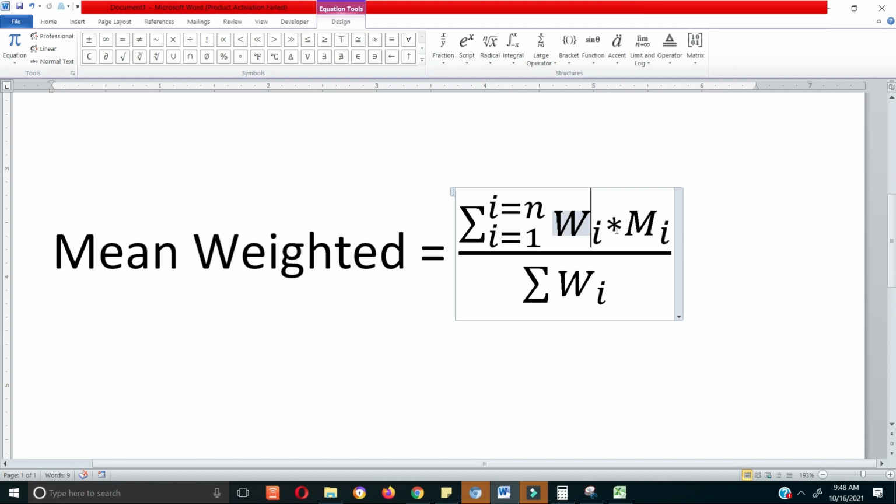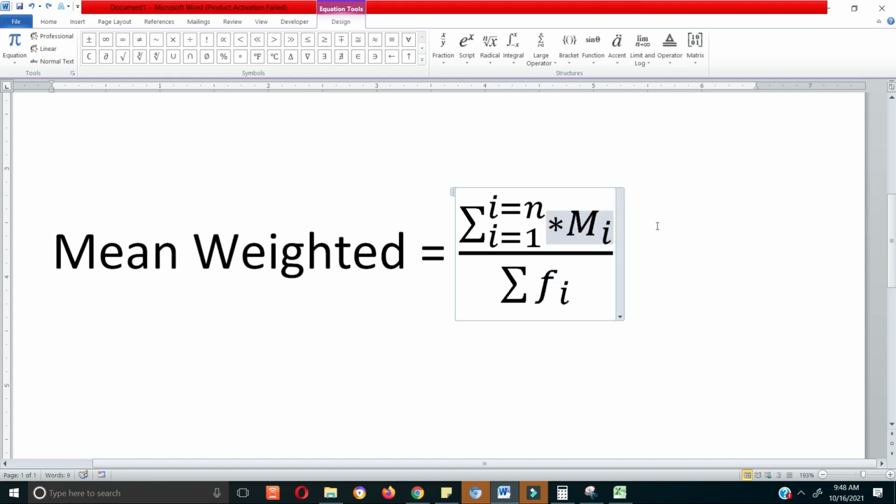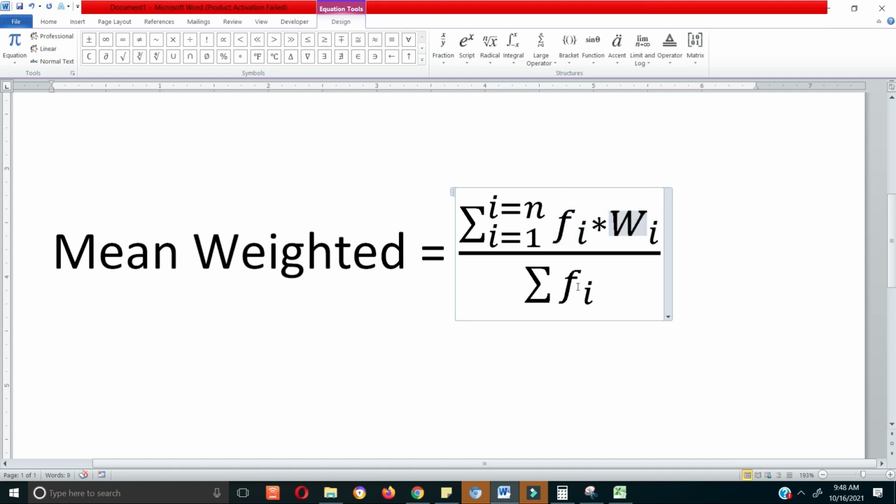So in this case, sorry, I still have the frequency, but the midpoint is actually going to be the weight. So here we are. So the frequency by the midpoint, for the grouped data, is a kind of weighted data where the midpoint is the weight, something like that.